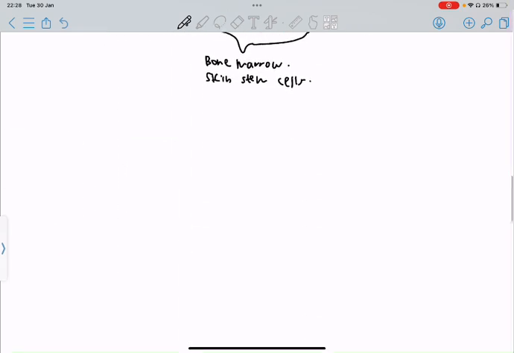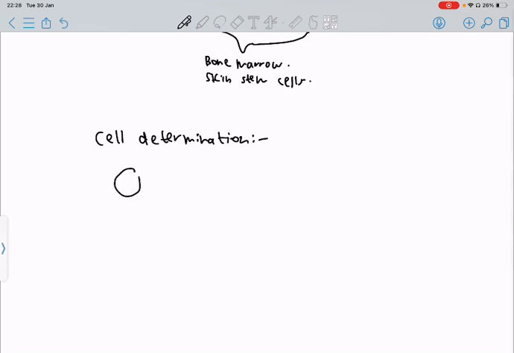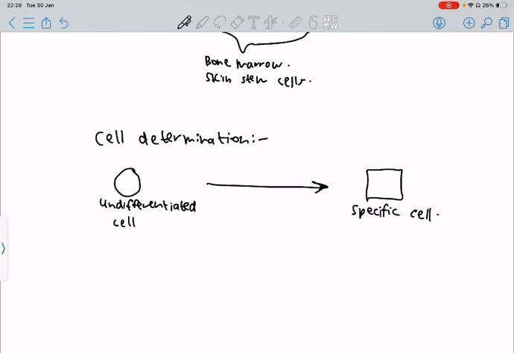Now, there are two definitions that are worth noting: cell determination and cell differentiation. Cell determination is the process by which an undifferentiated stem cell will begin the process of differentiation to form a specific cell with a specific function. Once a cell decides that it will become, for example, a liver cell, it will end up becoming a liver cell. That is known as cell determination. Once the stem cell decides what it wants to be, it will become that cell type.